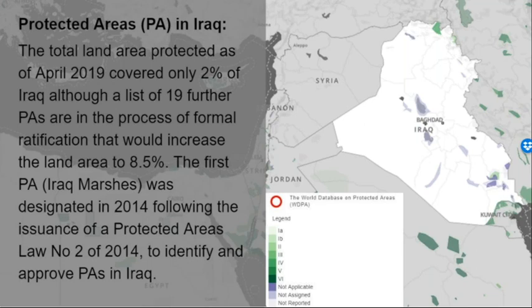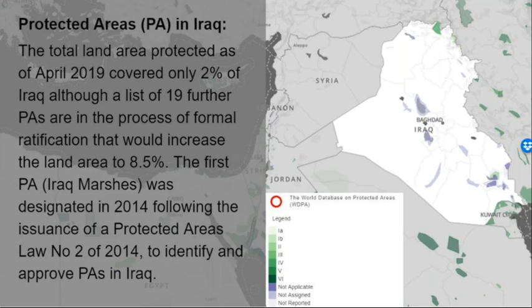Now, currently, the World Database on Protected Areas is a really useful resource. There are approximately 170,000 protected areas globally, and the information that is presented on that database for Iraq includes 23 areas, but only 5 of those areas are currently formally ratified, so they have formal protection within the country.